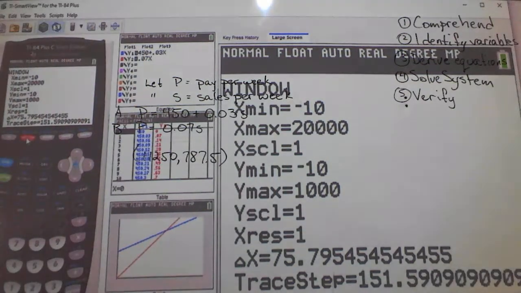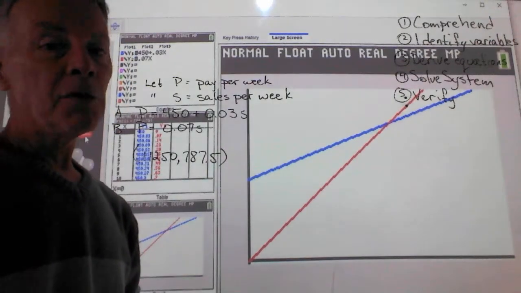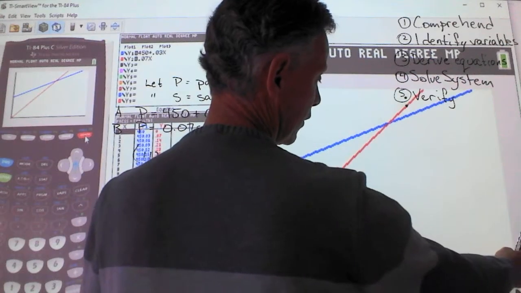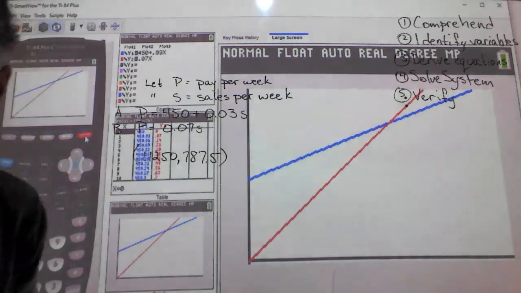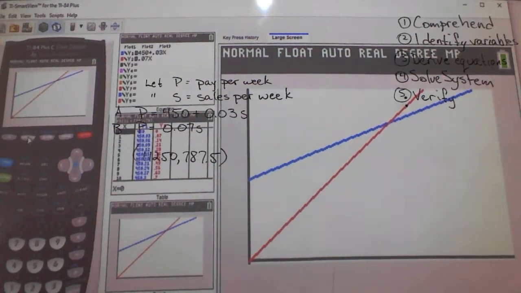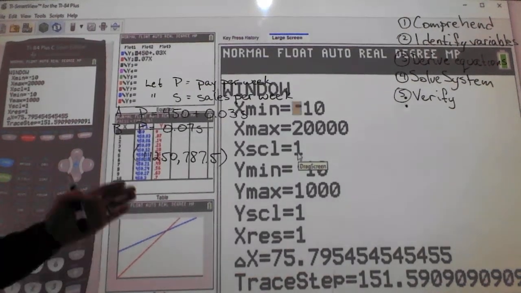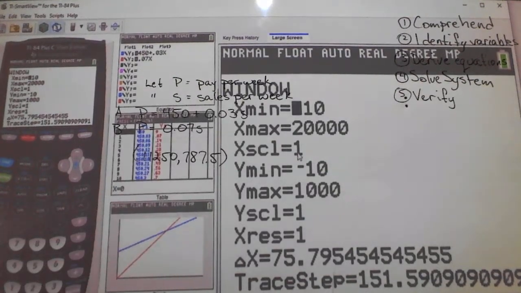And maybe we'll just take a second. If we look at our graph again, you'll see there are no ticks, right? That's because, remember, we're going from 0 to 20,000 along the X. You couldn't put 20,000 little ticks there. That's because you've set your scale at 1. That means this poor calculator is going to try and put a tick for every 1 that you go up. Well, there's no way it can put 20,000 ticks along the x-axis.